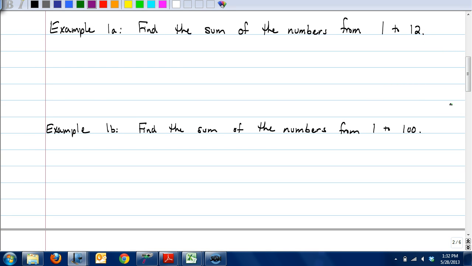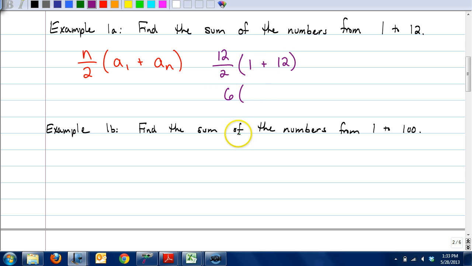This first example says find the sum of the numbers from 1 to 12. So again, technically this means we want to add up 1 plus 2 plus 3 plus 4 all the way up to 12. But I don't want to do that. I want to use the formula. The formula we're going to use in this case is n divided by 2 times a sub 1 plus a sub n, the first formula we talked about. So I know going from 1 to 12, there's a total of 12 numbers in that sequence. And I know my first term is 1, and I know my last term would be 12. Well, 12 divided by 2 is 6. 1 plus 12 is 13. Multiply those together, and I get 78.